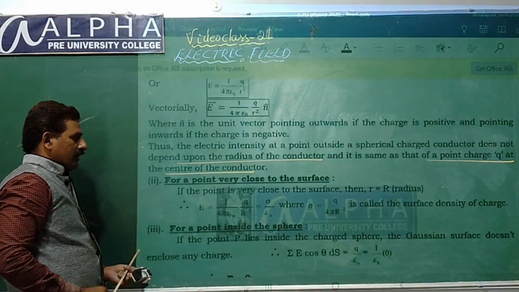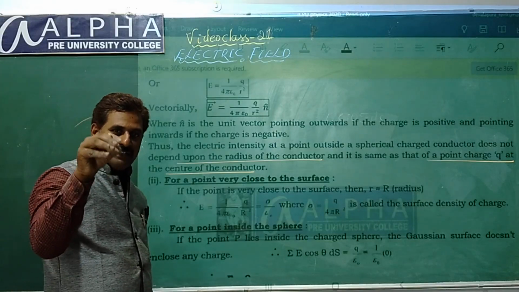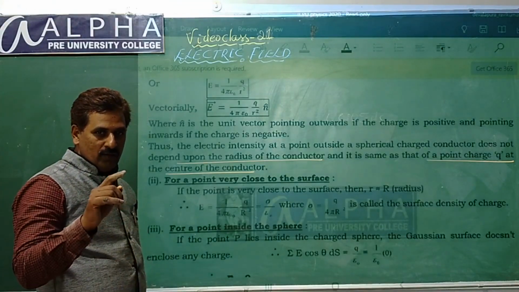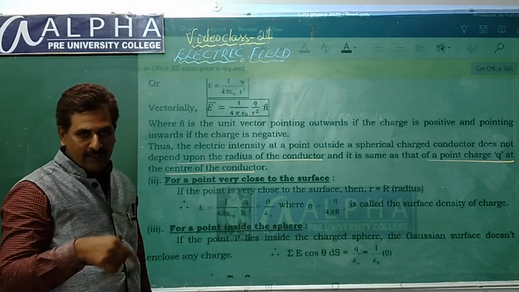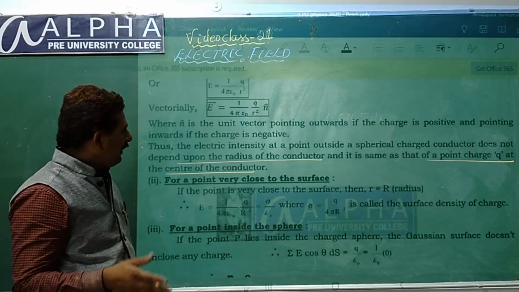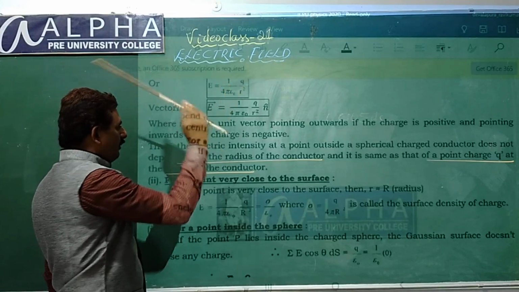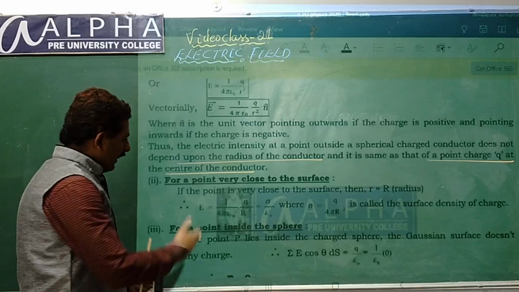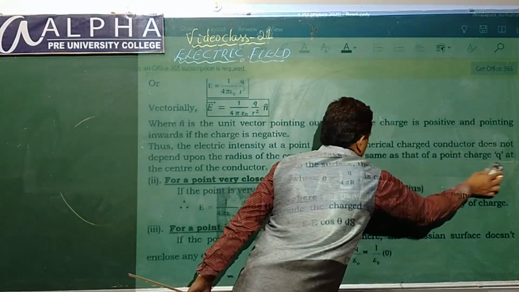Explain why charge on a spherical conductor is considered to be at its center. What is the answer? For both cases, whether the charge is at the center or on the surface of the conductor, the electric field expression remains the same, which is 1 over 4 pi epsilon 0 Q divided by R square. That is the explanation. I will come back to this question towards the end of this discussion.